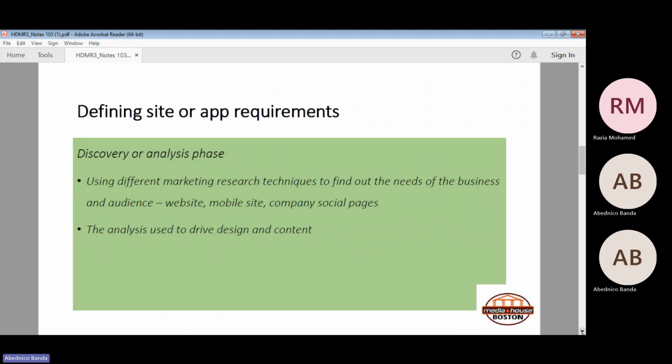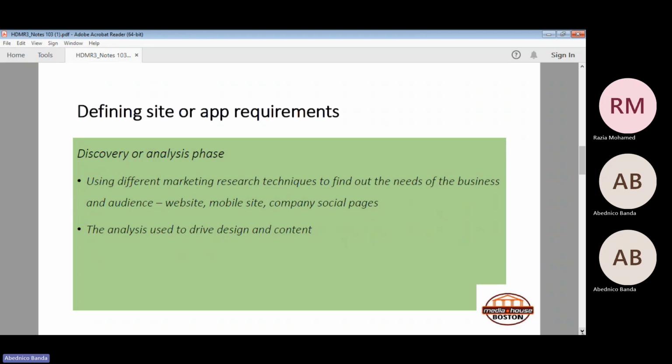So this is using different marketing research techniques to find out the needs of the business and audience. So it can be a website, can be a mobile site, or even companies' social media pages. I think what I got from Flume is that research is done extensively. You cannot talk about analysis and discovery if you don't look out for main information there. So the analysis must be used to drive design and content.